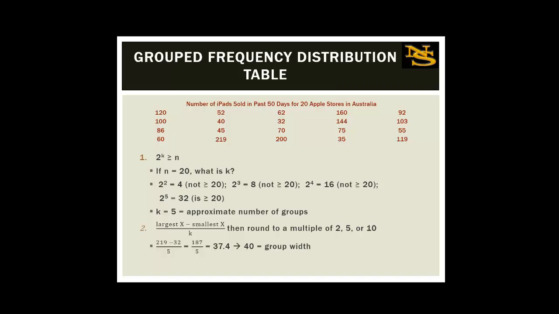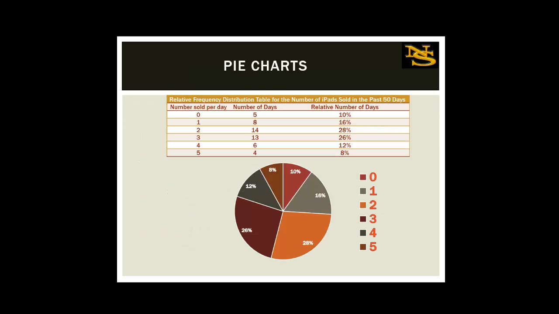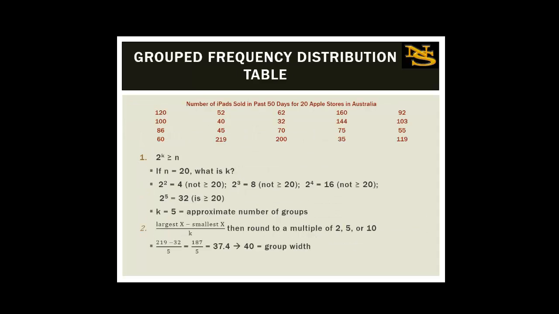Looking at this, we can see that the smallest number in our data set is 32. So one store sold 32 iPads in the past 50 days, and they sold fewer than any other store in Australia. The store that had the most iPads sold in the past 50 days sold 219 iPads. So we have a range from 32 to 219. If we tried to create a frequency distribution table where every single value from lowest to highest was represented on its own row, we would have a really, really long table that didn't simplify anything. So we need to create a grouped frequency distribution table using the steps that I just discussed.